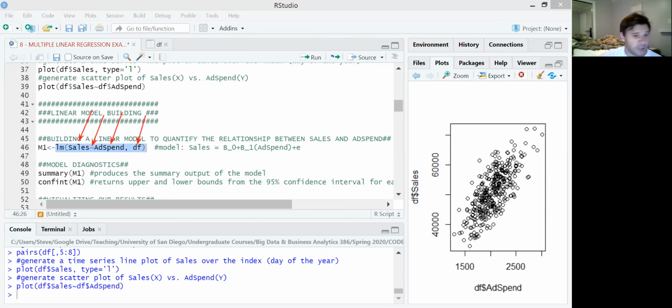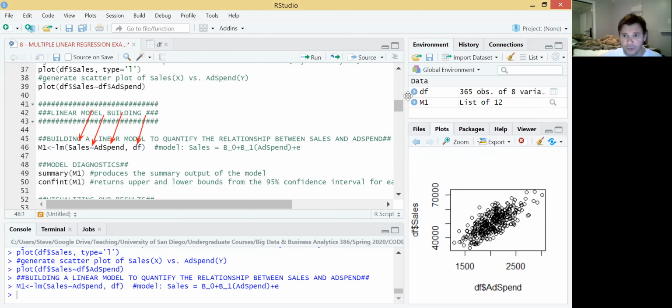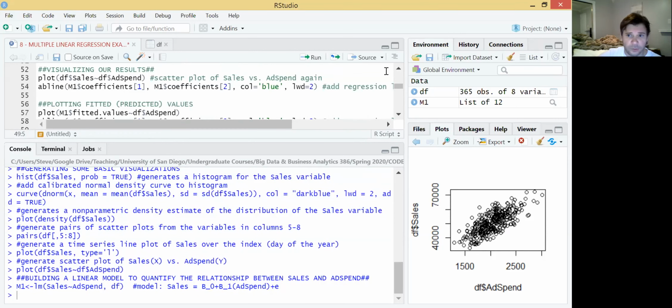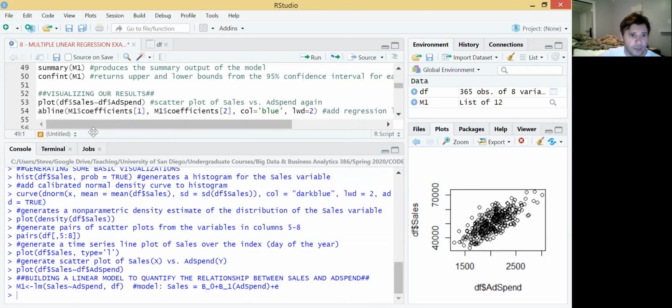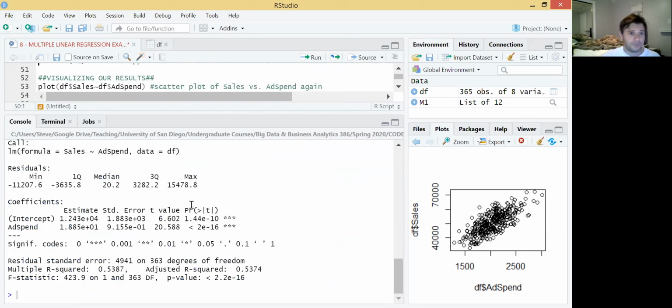So when we run that particular line of code on line 46, what will happen is in our global environment in the top right, you'll note that we'll see a new object pops up, and that object is a regression model, M1. And it has a list of 12 different features of that model that we can play with. And we're going to just go ahead and use the summary function here to pull up the model diagnostics down in the console window. So let me go ahead and give us a little bit more room here to run the summary function on line 49. And we're going to take a look down in the console window below to look at the results of our output.